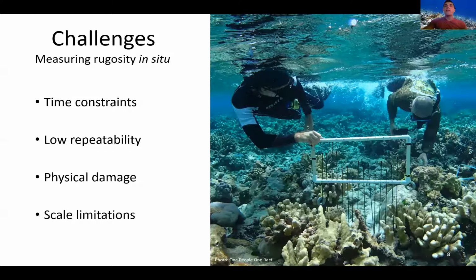And although linear rugosity is the most widely used metric of structural complexity, measuring it in the field can be challenging due to the time constraints of a scuba dive and the precision of these measurements in situ. And these constraints make it challenging to measure the same habitat more than once at different scales. And for that reason, the majority of studies on coral reef structure have been single scale.